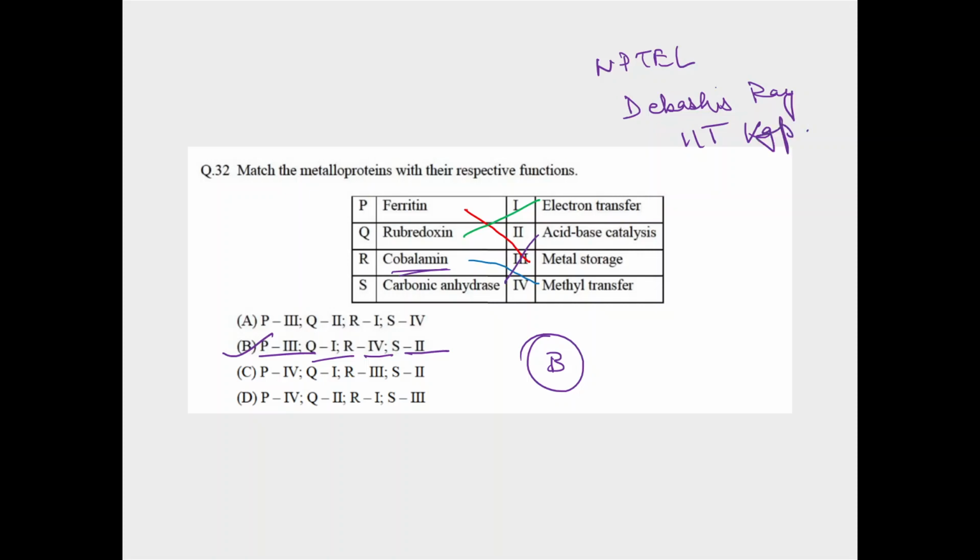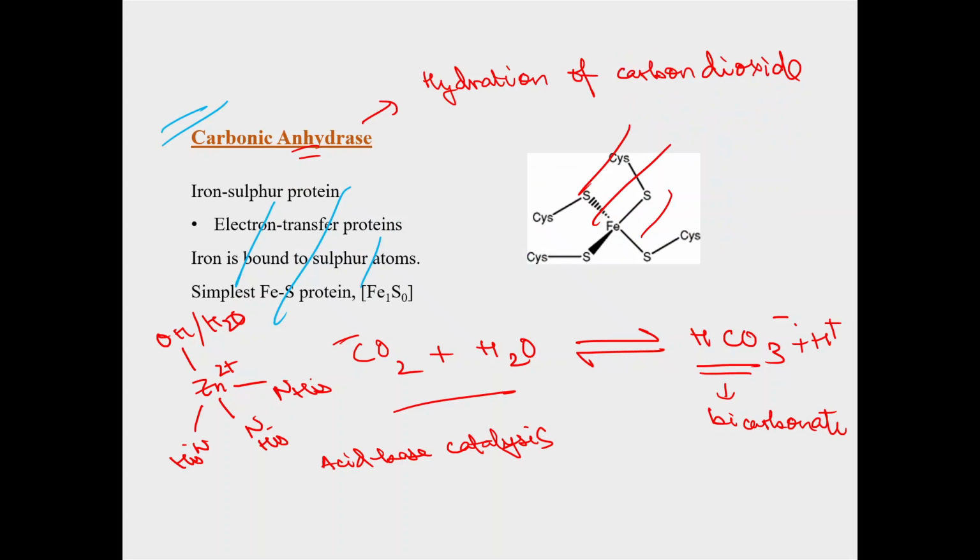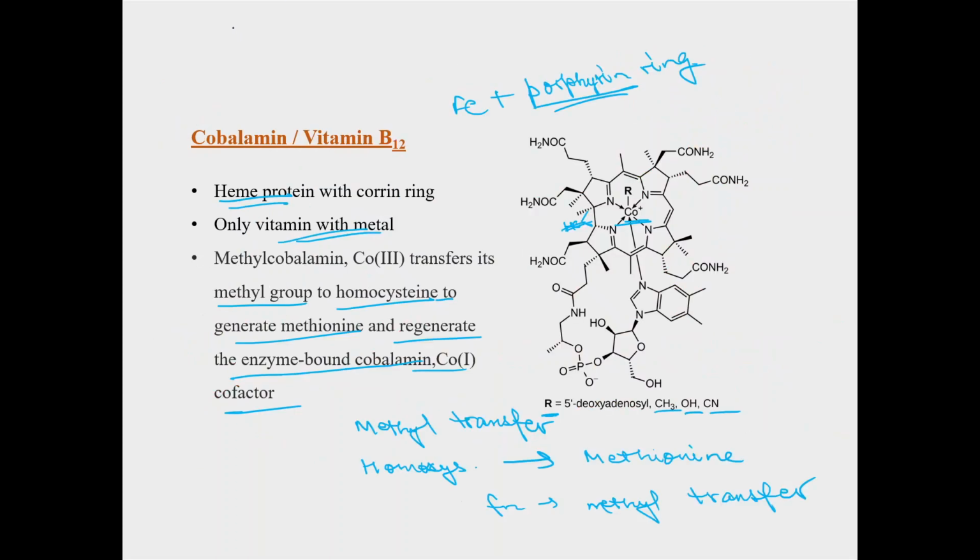Ma'am, I have one doubt, that in cobalamin, the corrin ring and porphyrin ring both are present. No, no, no, only corrin is present. It is just different from the porphyrin ring. Ma'am, you said that the heme protein includes Fe plus porphyrin ring. This is what we say.